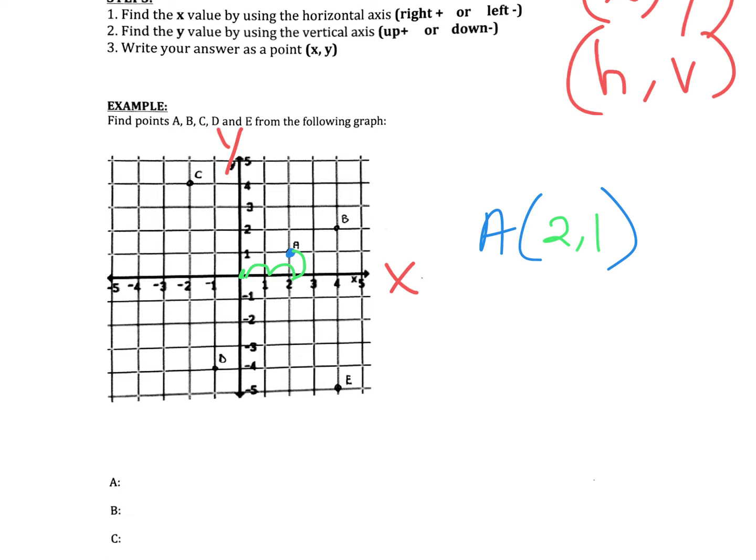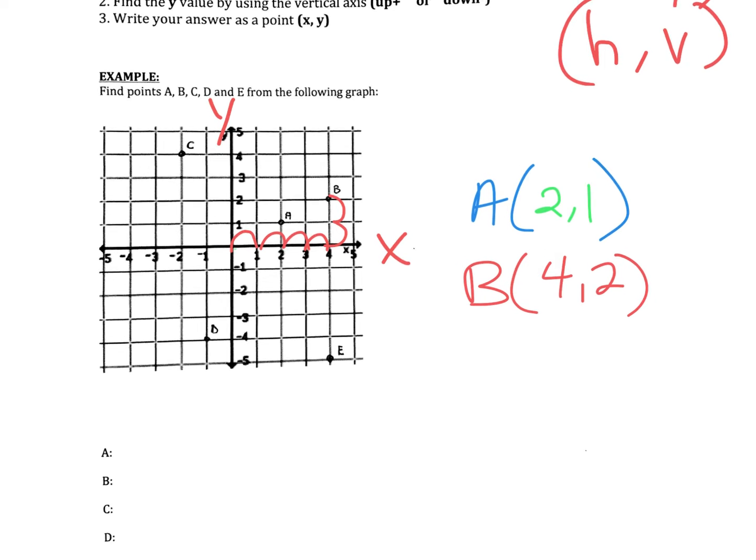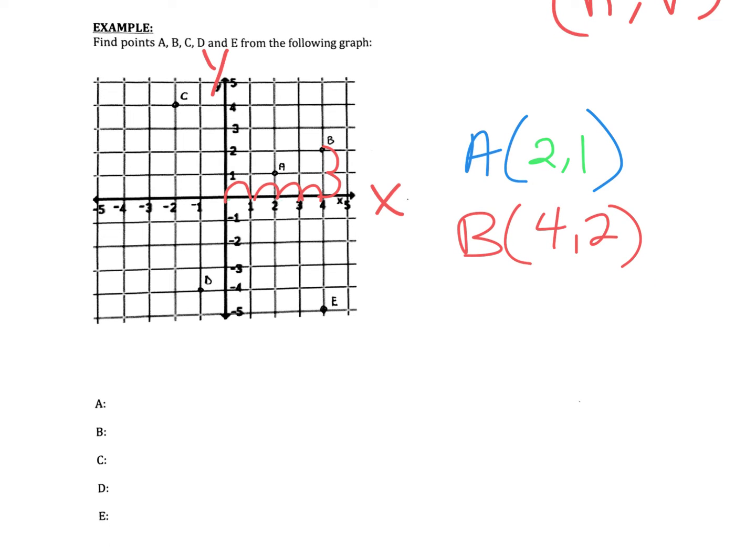We can do the same thing for point B over here. So if we look at point B, if we start from the origin, you are taking off from 0, 0. So the x moves 1, 2, 3, 4, and the y moves 1, 2. So your B is located at 4, 2. As simple as that every single time. This will never change.